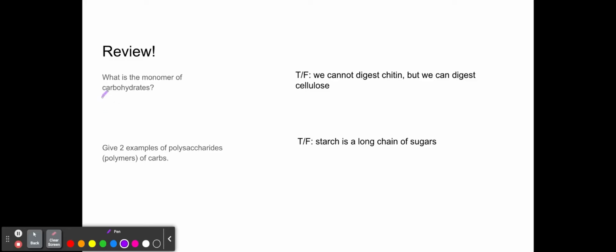Okay, so a monomer of carbohydrates can either be a monosaccharide or a disaccharide. I would also take the names of the sugars. So I would take glucose, fructose, maltose, lactose, any of the sugars. But remember, mono and disaccharides are the monomers, simple sugars. Examples of polysaccharides would be, well, I'll give you all 4: starch, glycogen, cellulose, and chitin. So those are examples of polymers or polysaccharides.